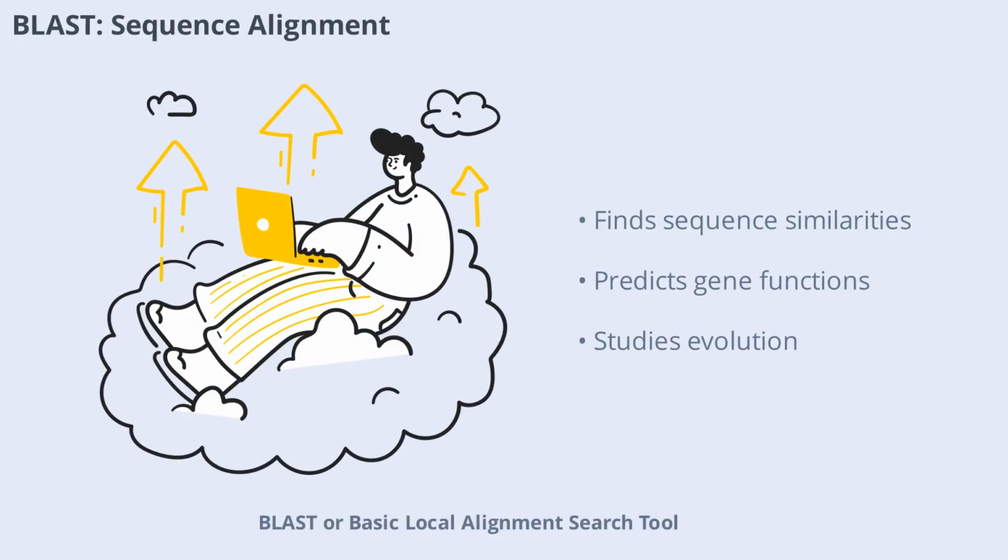BLAST, or Basic Local Alignment Search Tool, is a widely used bioinformatics tool for comparing biological sequences. With BLAST, researchers can quickly find regions of similarity between DNA, RNA, or protein sequences. This helps identify genes, predict functions, and study evolutionary relationships. BLAST's speed and accuracy make it a go-to tool in genomics.